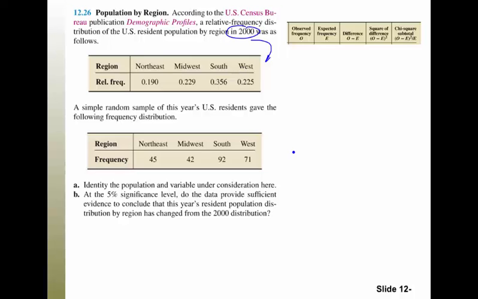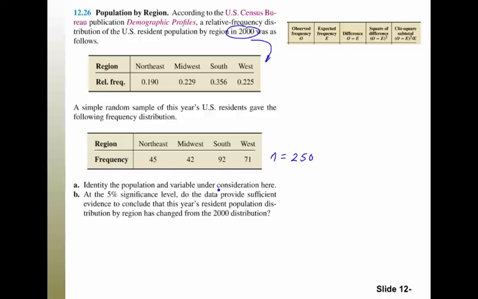Okay, so let's do A together. What's the population that we're looking at? What would the population be? So not that, that's the size of the population. That's the sample size. Okay, so 250 is the sample size. What's the population? Meaning what total group are we investigating? U.S. residents? Yeah, U.S. residents.